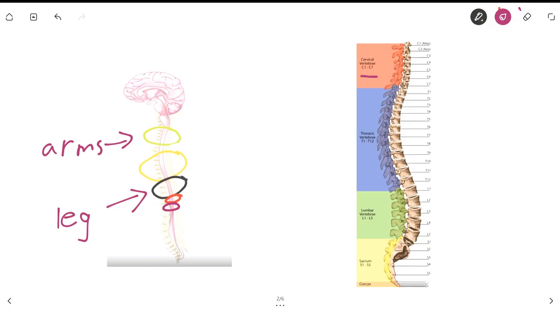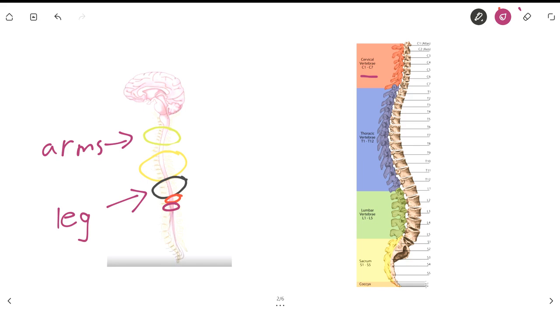So the cervical region is where your neck basically is. And then your thoracic would be your thoracic area, which is your chest. Your lumbar is like your lower back and where your legs start. And the sacrum and coccygeal go down to the rectum and anus. That's how the spinal cord is laid out.